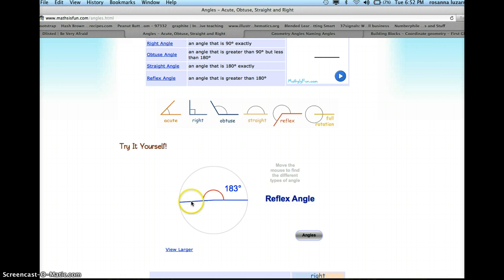As soon as it gets to 180 degrees, it becomes a straight angle. Bigger than 180 degrees, it remains a reflex angle. 303, 307 degrees, it's still a reflex angle. 343 degrees, reflex angle. And then if you go back to its original position, it's 360 degrees.